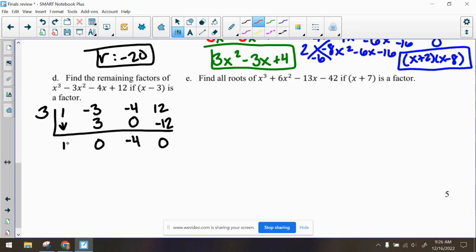I'm going to add variables back on. This gets an x, although I don't have to include it, and we're finding the remaining factors. That is difference of 2 squares. That factors into x plus 2, x minus 2.